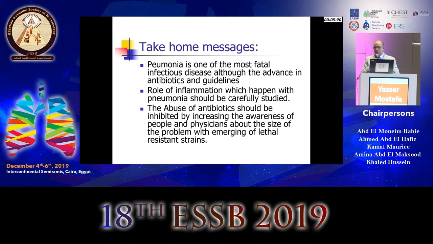The role of inflammation, which is not the place to speak about here, but when we think about why pneumonia kills people, it is because of the inflammatory cascade which follows the entrance of the organism to the body and the battle which happens between the immune system and the body with the release of many cytokines. These are the problem.